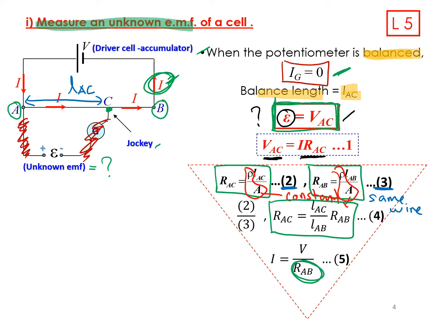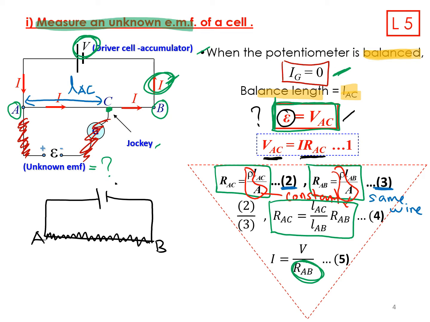And why do we use this V? It is because of this. I take it outside. This is your battery, and this is the wire AB, right? AB is a wire, so it is like a resistor, a long resistor. And this is the V. Therefore, if you want to find the VAB, of course it is equal to the V, right?